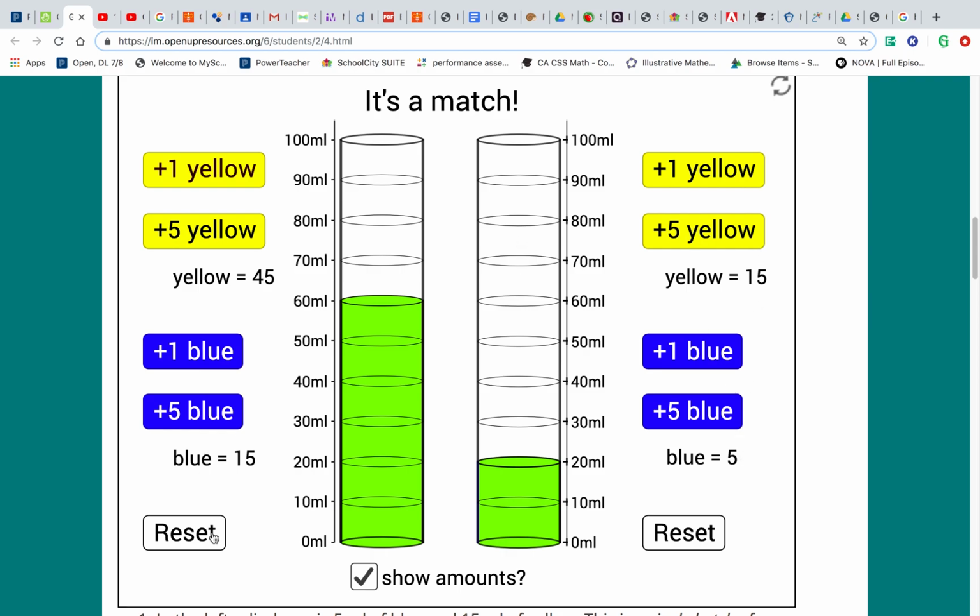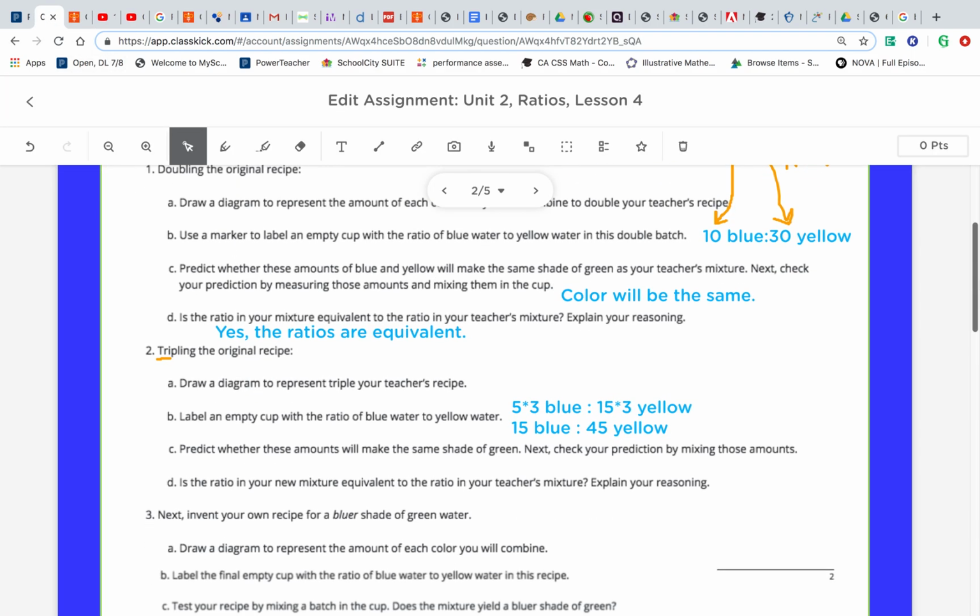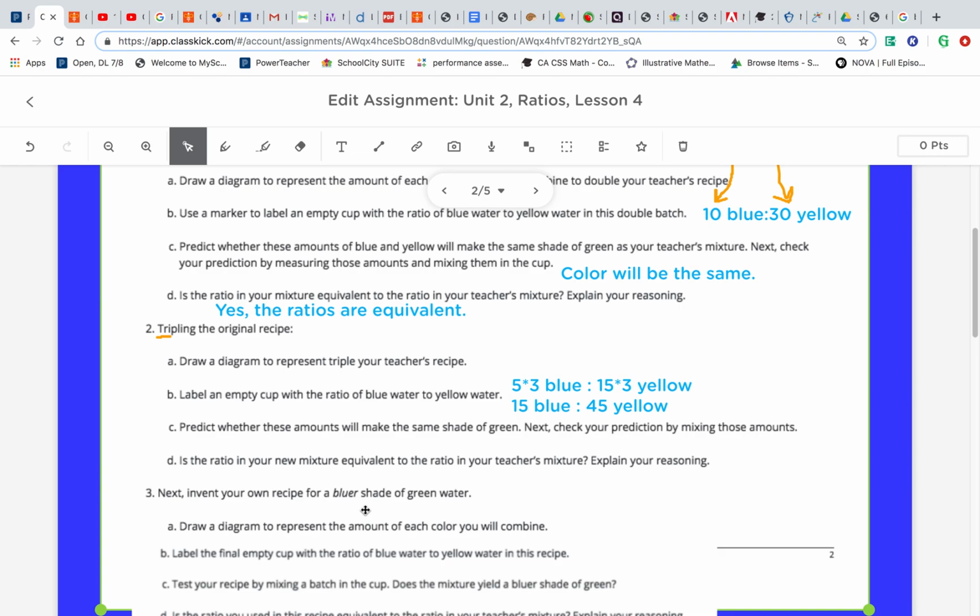Okay, so the next thing that you're going to do is you can play around with this, and they want you to make a recipe that is going to give you a bluer shade of green, right? Just to make sure you're clear, C and D here, your answers are going to say that yes, we have equivalent ratios, and the shade is the same, just as we said right here. Color will be the same, ratios will be equivalent. For a bluer shade of green, think about what you can do.